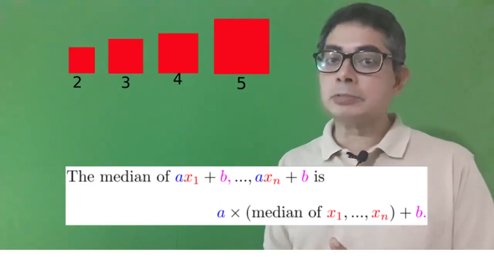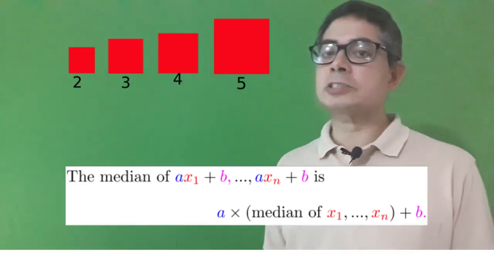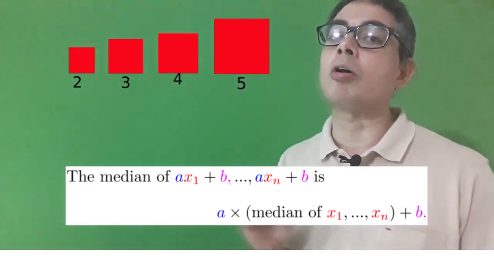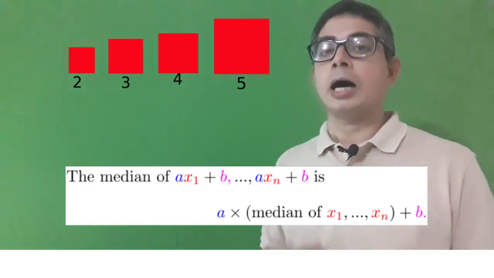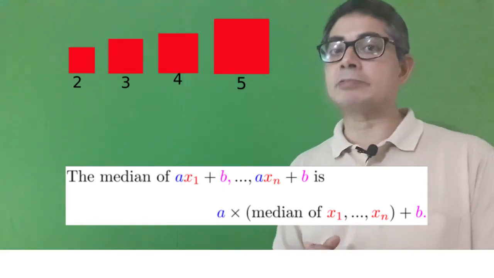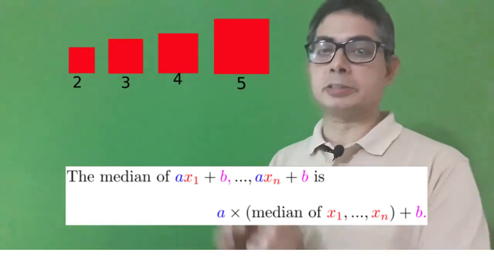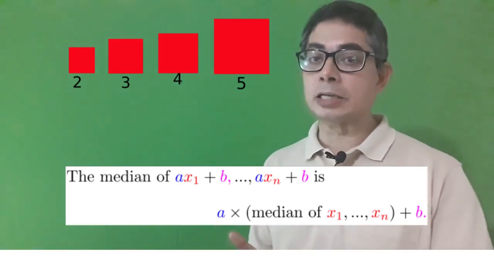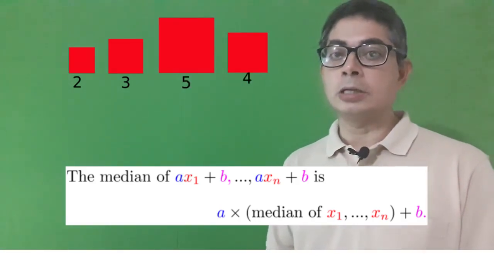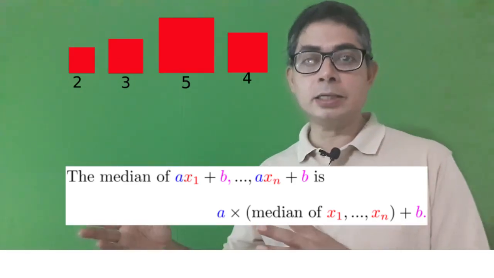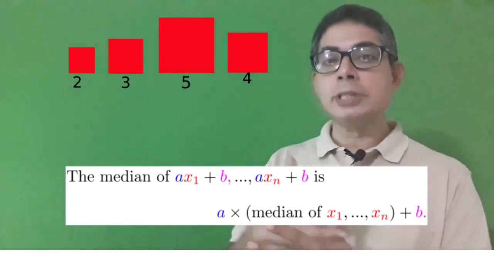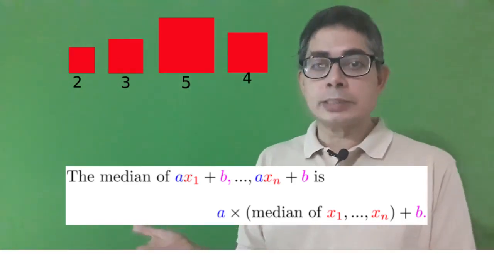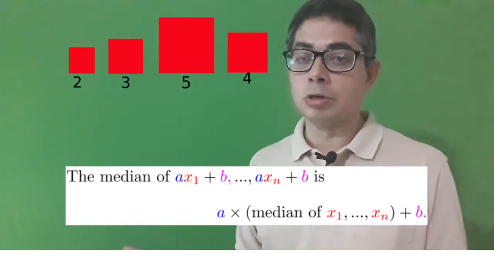In fact, the same thing is true about any transformation that preserves the order. A similar argument also works if the order is completely reversed, because the center of the data will still remain in the center. Because this end would go to that end, and that end would come to this end, but the center stays at the center, and so does the median.